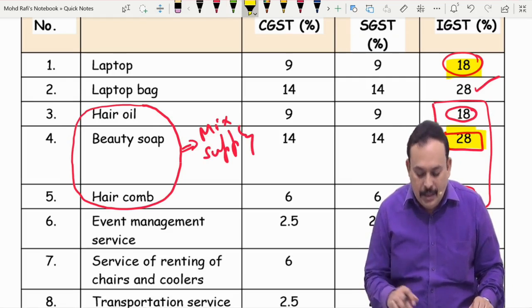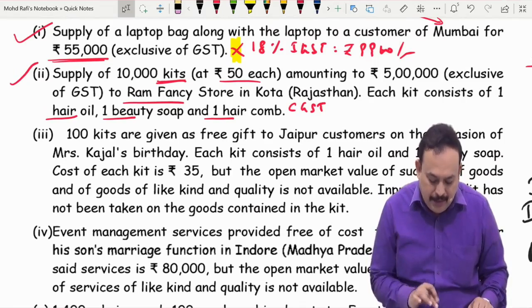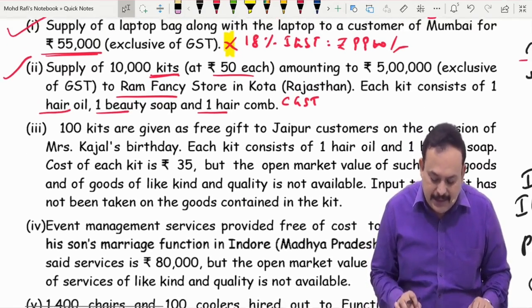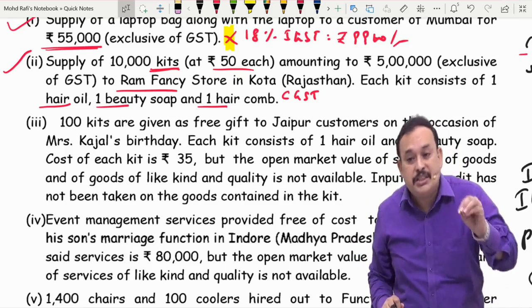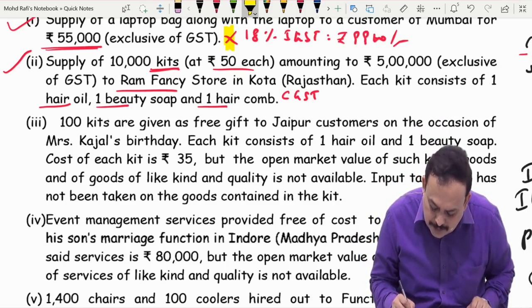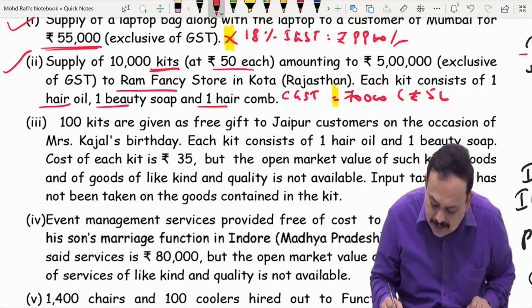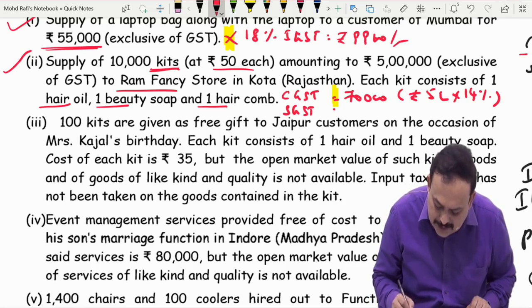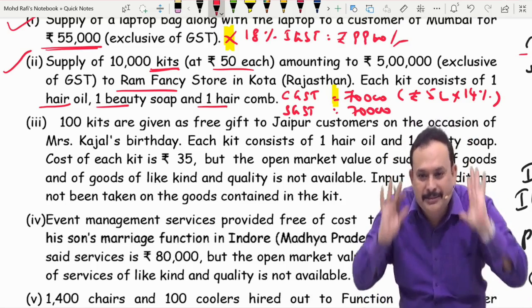That will apply on the entire value. Is it clear, sir? So if that is the case, tell me, in the given case, 10,000 kits, 5 lakh rupees in total. So 5 lakh rupees at 28% GST. So CGST 14%, SGST 14%. So CGST is equal to how much? 70,000. How did you get this? Rupees 5 lakhs multiplied by 14%. In the same way, SGST is 70,000. Got the clarity, brothers? So the second point is completed.